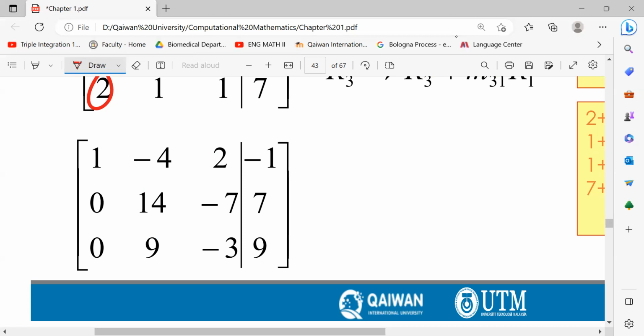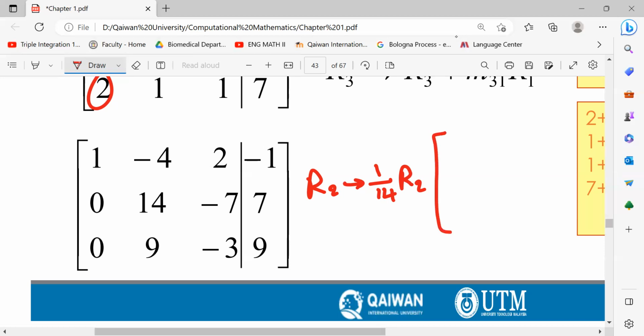Now, what we do, the second leading entry is 14. And first, we need to change this 14 to 1. It must be 1. Okay? As we said, all the leading entries must be 1. After changing it to 1, then we change all the other elements of that column to 0. This is 14. How to change this to 1? By dividing by 14. We say row 2 becomes 1/14 row 2.